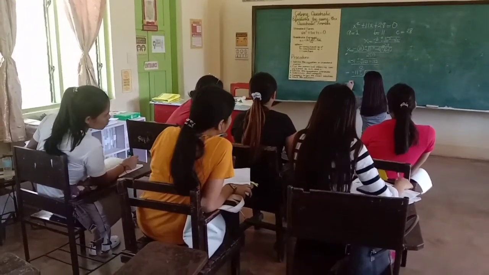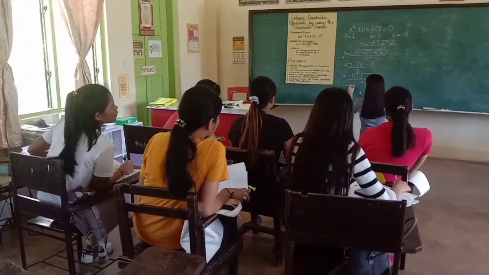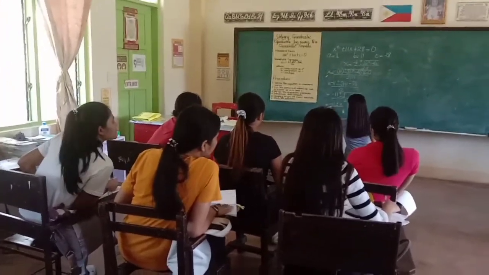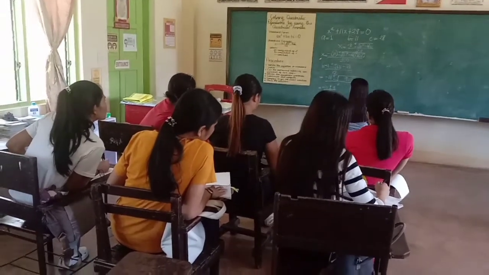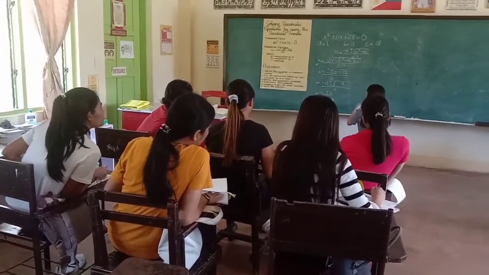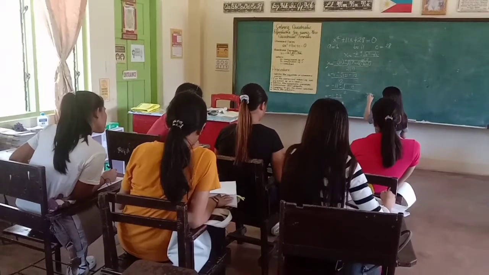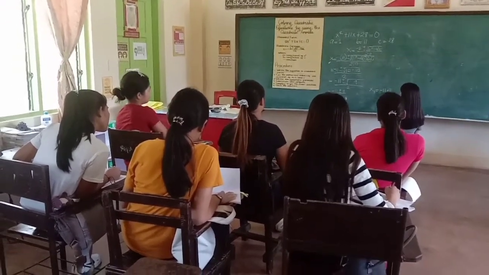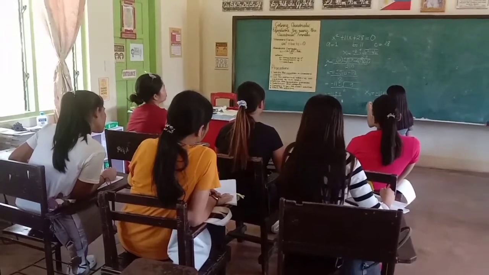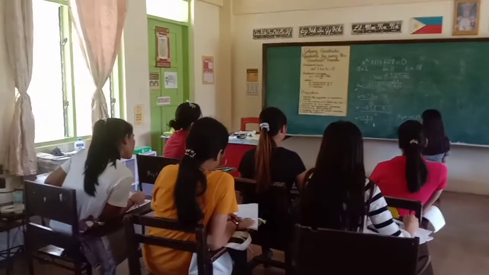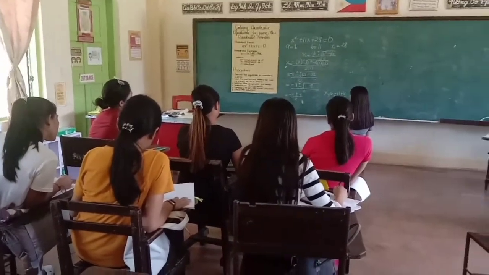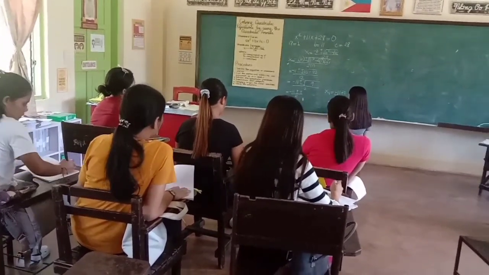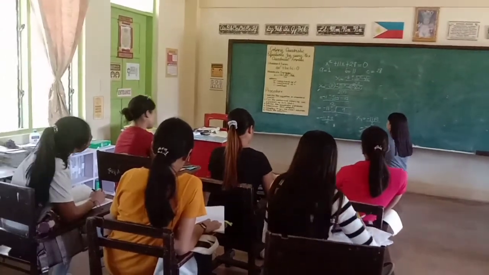Negative 11 plus or minus, what is the square root of 9? 3, over 2. So, let's split the sign. For the first value of x, negative 11 plus 3 is negative 8, negative 8 over 2. Simplify, negative 4. The first value of x is negative 4.